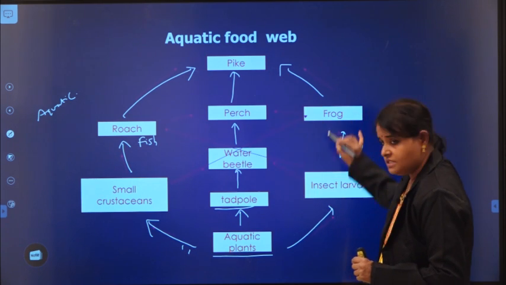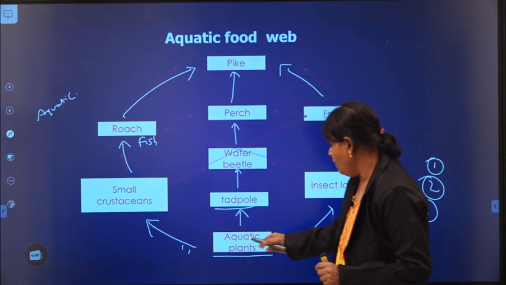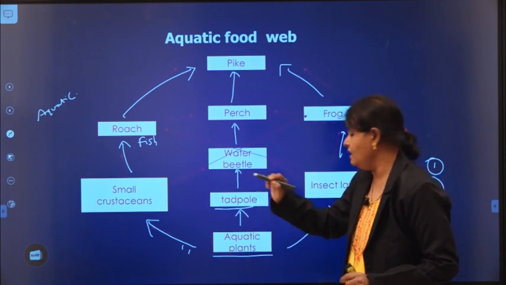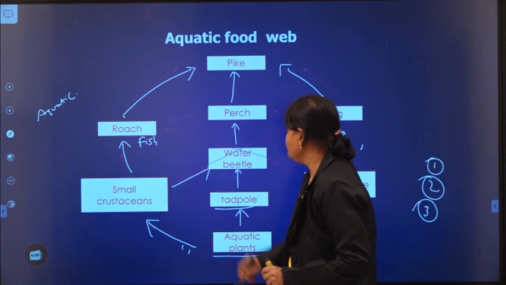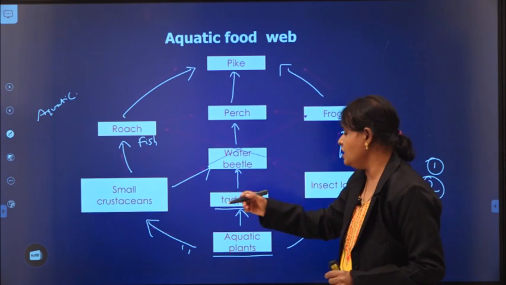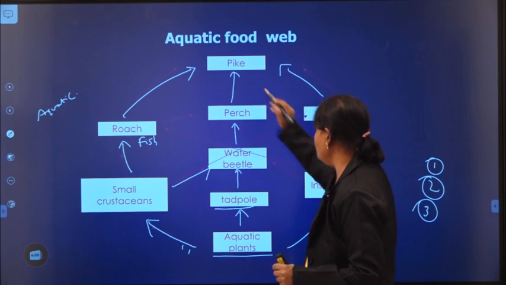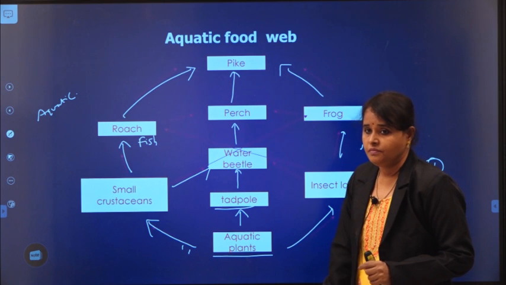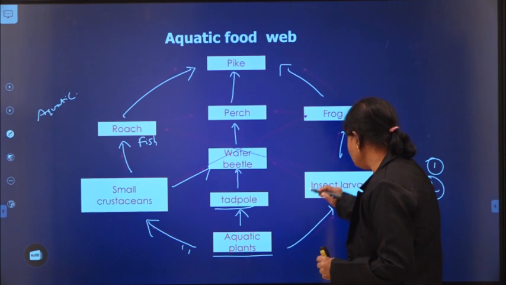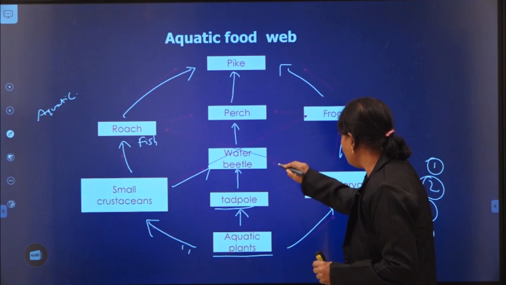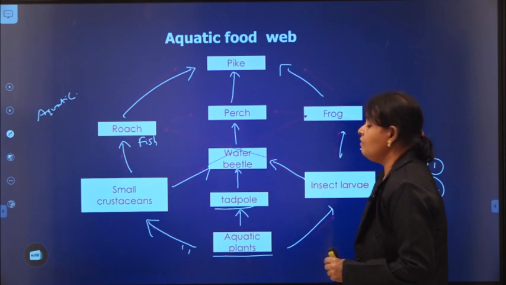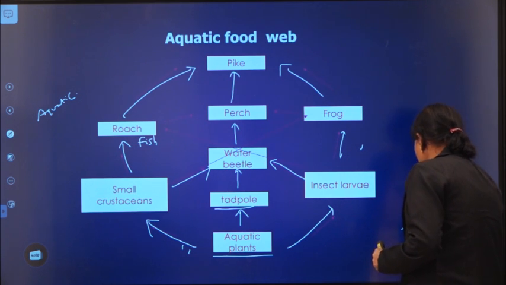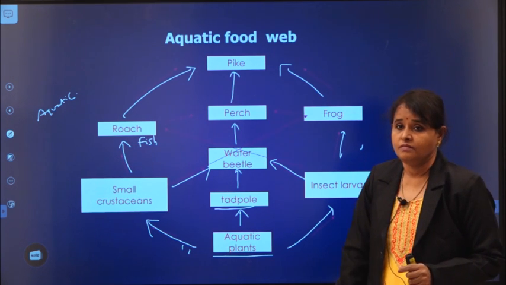Now you can see. You please remember these are the 3 food chains. Now aquatic plants, small crustaceans can be eaten by water beetle. How does the food chain go? Water beetle to perch, perch to pike. 4 food chains. Here also aquatic plants, insect larvae, this can be directly eaten by water beetle, perch, pike. How many food chains? 5 food chains.